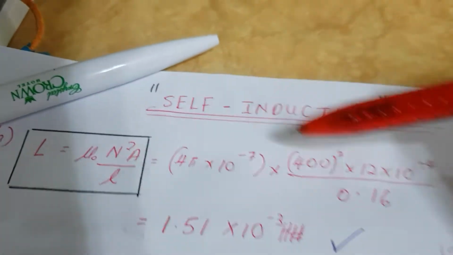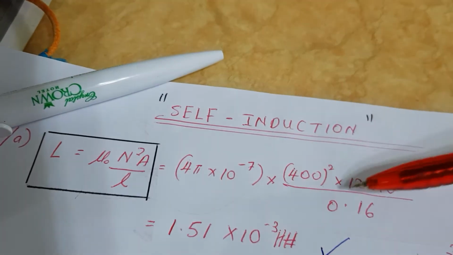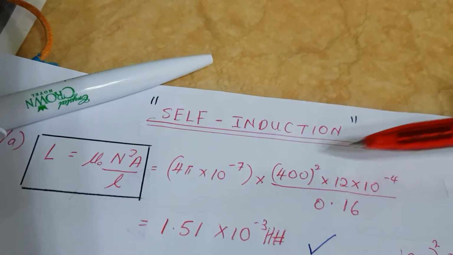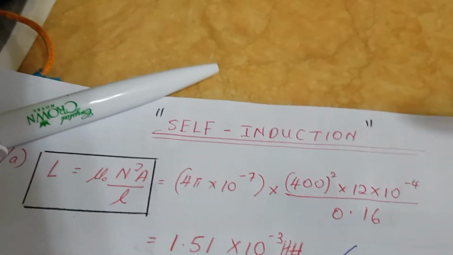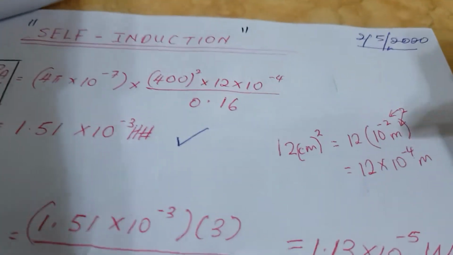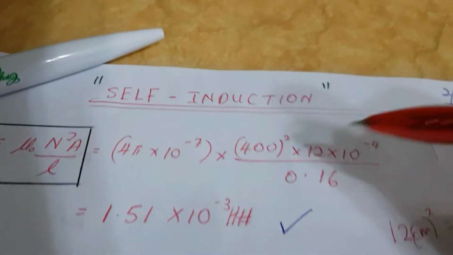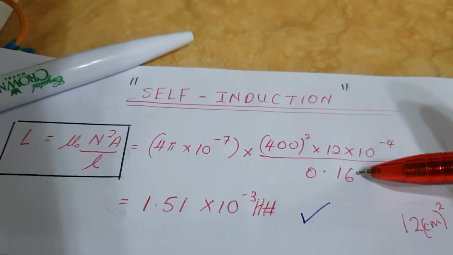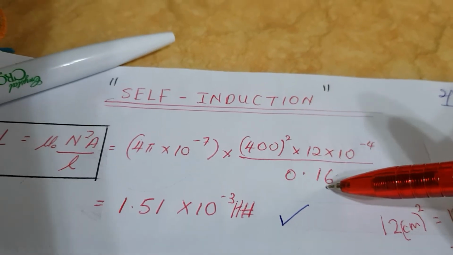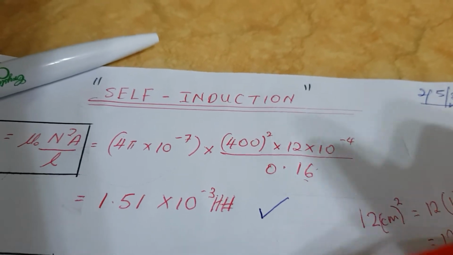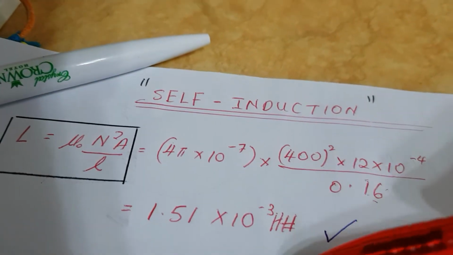So your mu naught is 4 pi times 10 to the power negative 7. Then N square is 400 power 2. Got power 2 here, 400, not 40. And then A is 12 times 10 to the power negative 4, as I just showed you, and there's supposed to be a square there. And then divided by length. Length is given to you as 16 centimeter, it's supposed to be 0.16. Centi means times 10 to the power negative 2, so for 16, you bring 2 places to the front, so you get 0.16.